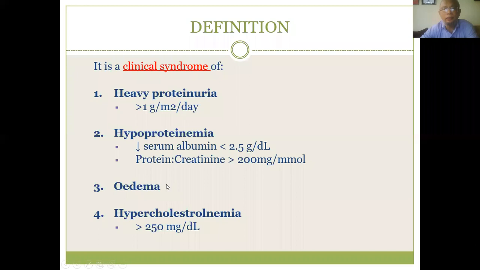And there is edema because oncotic pressure will be less, and subsequently hydrostatic pressure will be more. So more fluid will be shifted from the intravascular space to the extracellular space. So there is edema, as well as hypercholesterolemia. If you get these features in a patient, then you will label it as a case of nephrotic syndrome.